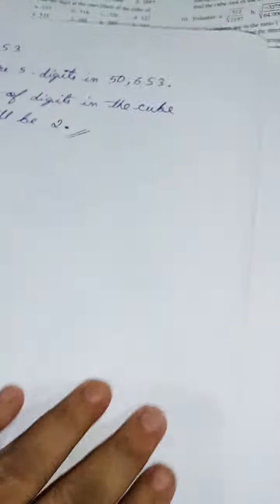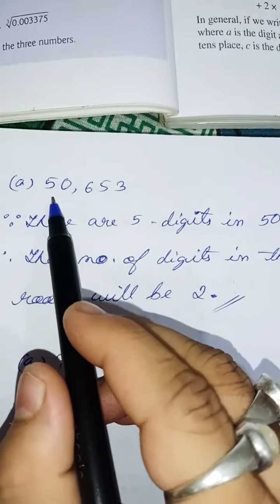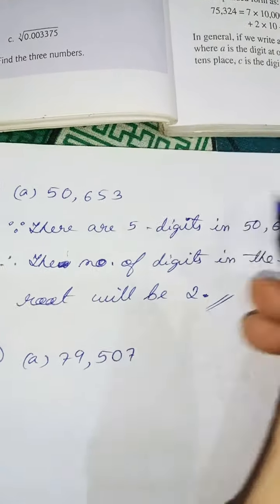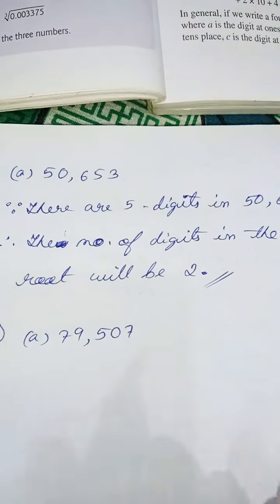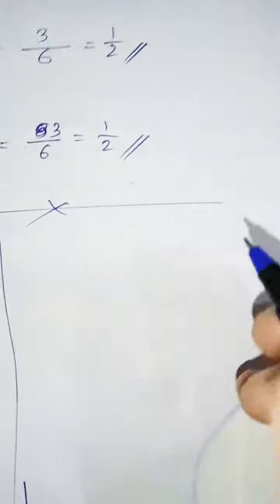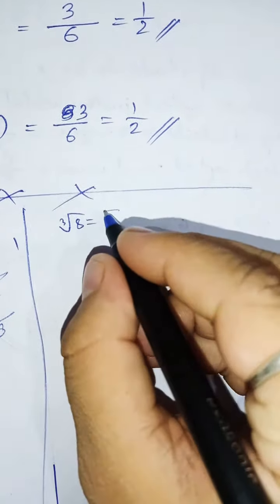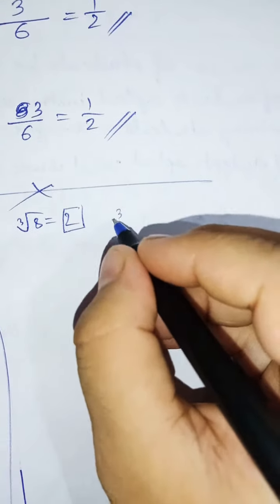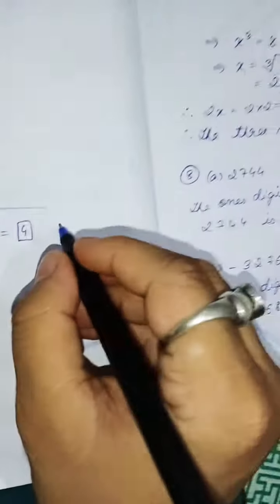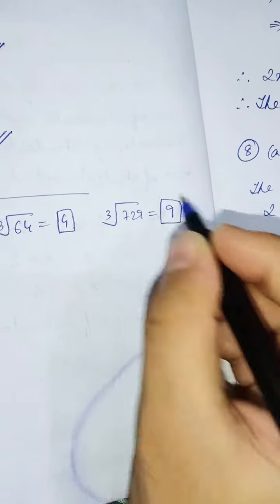For the next question, I will discuss one property: how will you know, without finding the cube root, how many digits the cube root will have? For example, if I take the cube root of 8, I get 2, so the cube root has only one digit. The cube root of 64 is 4, still one digit. The cube root of 729 is 9, which is also one digit.